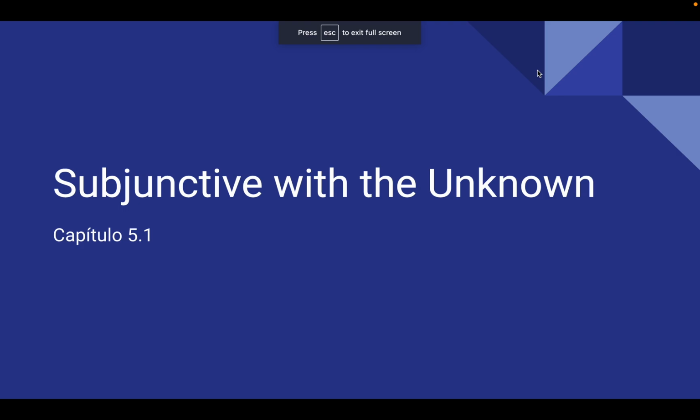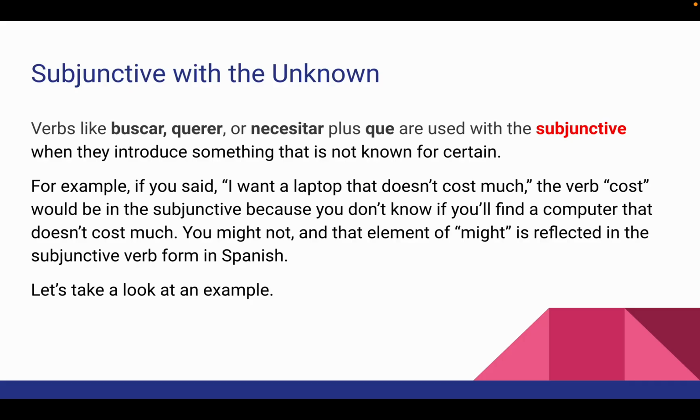Good morning, students. Today we are going to learn about using the subjunctive with the unknown. Verbs like buscar, querer, or necesitar plus que are used with the subjunctive when they introduce something that is not known for certain. So, for example, if you said, I want a laptop that doesn't cost too much, the verb cost would be in the subjunctive because you don't know if you'll find a computer that doesn't cost much. You might not. And that element of might is reflected in the subjunctive verb form in Spanish.